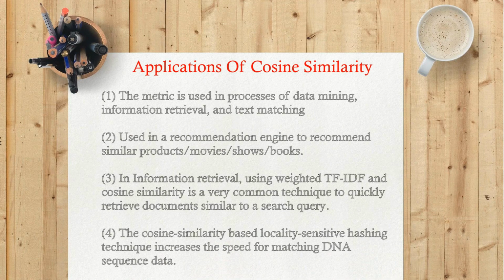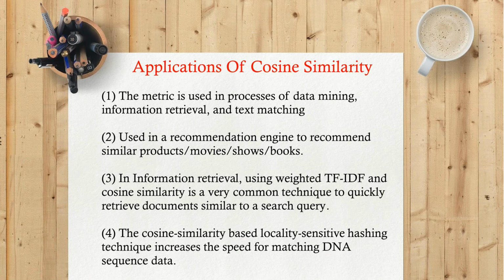Applications of cosine similarity. 1. The metric is used in processes of data mining, information retrieval, and text matching. 2. Used in a recommendation engine to recommend similar products, movies, shows, books. 3. In information retrieval, using weighted TF-IDF, and cosine similarity is a very common technique to quickly retrieve documents similar to a search query. 4. The cosine similarity-based locality-sensitive hashing technique increases the speed for matching DNA sequence data.